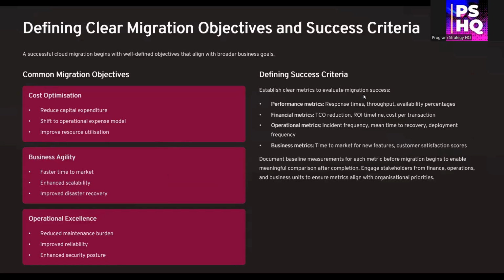Once your objectives are clear, establish success criteria. How will you measure success? Track metrics across four dimensions: performance, like response time and availability; financial, such as TCO reduction or ROI timelines; operational, downtime, mean time to recover, and deployment frequency; business, time to market improvements, and customer satisfaction. Document your baseline metrics before migration begins. And most importantly, engage your stakeholders, business, IT, finance, to align metrics with what matters most to your organization.